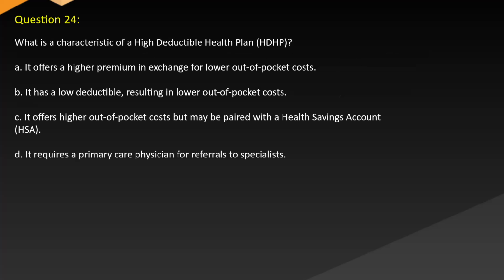Question 24. What is a characteristic of a high deductible health plan? A. It offers a higher premium in exchange for lower out-of-pocket costs. B. It has a low deductible resulting in lower out-of-pocket costs. C. It offers higher out-of-pocket costs but may be paired with a health savings account, HSA. D. It requires a primary care physician for referrals to specialists.